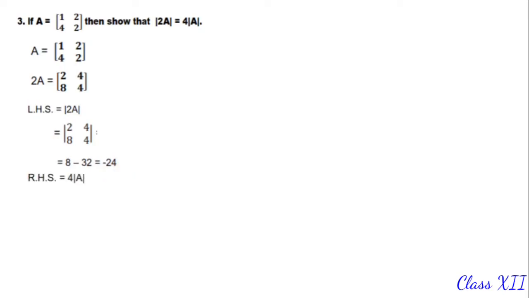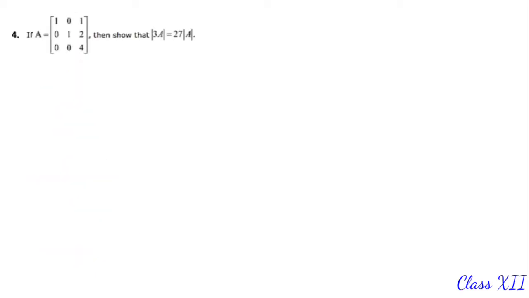Now move on to the right hand side, that is 4 into determinant A. Matrix A is here, 1, 2, 4, 2. From there we form determinant A, that is the determinant 1, 2, 4, 2. Then 4 into diagonal elements multiplied, that is 1 into 2 minus 4 into 2. So that is equal to 2 minus 8. 2 minus 8 is minus 6. 4 into minus 6 is equal to minus 24. So when you see the left hand side and right hand side, both are getting minus 24. So finally we can conclude that left hand side is equal to right hand side.